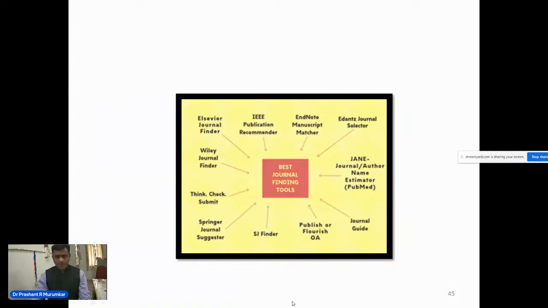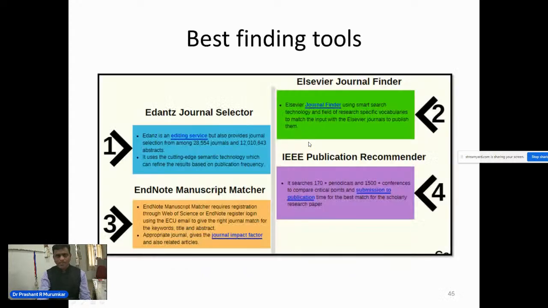There are different tools which are given, like I have explained: Journal Finder from Elsevier, then Wiley is also having one, then Think Check Submit, the SJ Finder, the Advanced Journal Selector, and the EndNote Manuscript Matcher. All these are some of the tools which you can consider, right?